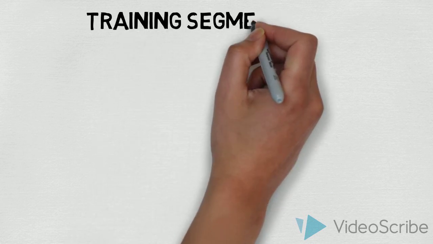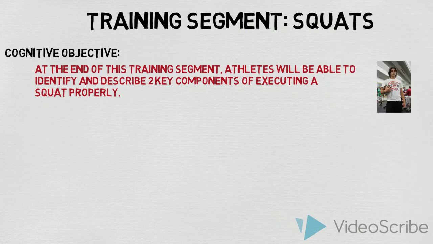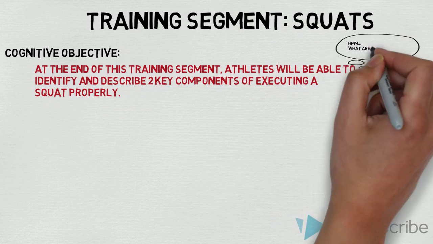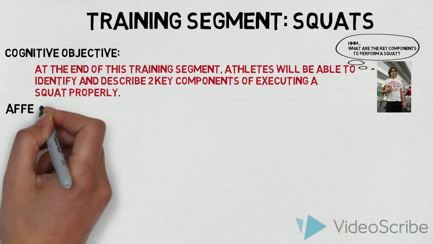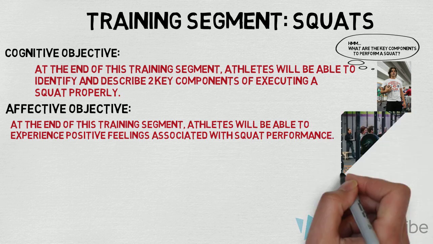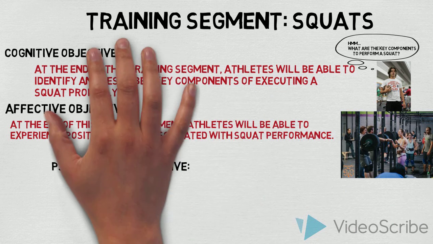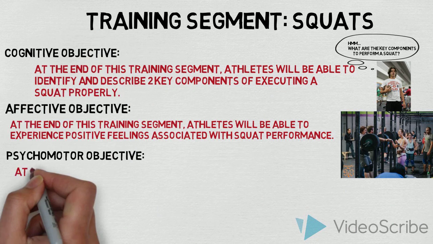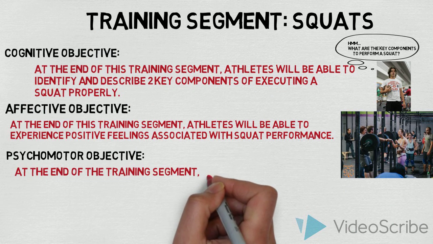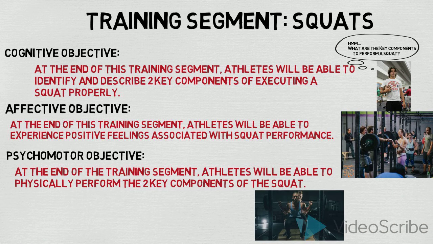Here are some examples of objectives in a training segment of squats. Cognitive objective: at the end of this training segment, athletes will be able to identify and describe two key components of executing a squat properly. Affective objective: at the end of this training segment, athletes will be able to experience positive feelings associated with squatting performance. Psychomotor objective: at the end of this training segment, athletes will be able to physically perform the two key components of the squat correctly.